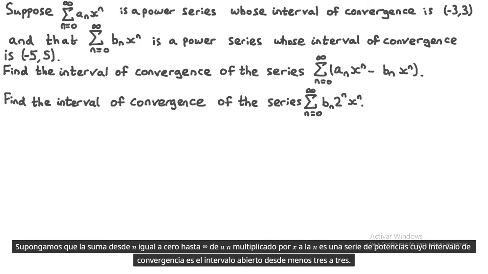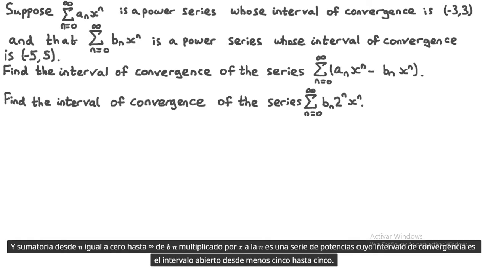Suppose the sum from n equals 0 to infinity of a_n x^n is a power series whose interval of convergence is the open interval from negative 3 to 3, and the sum from n equals 0 to infinity of b_n x^n is a power series whose interval of convergence is the open interval from negative 5 to 5.